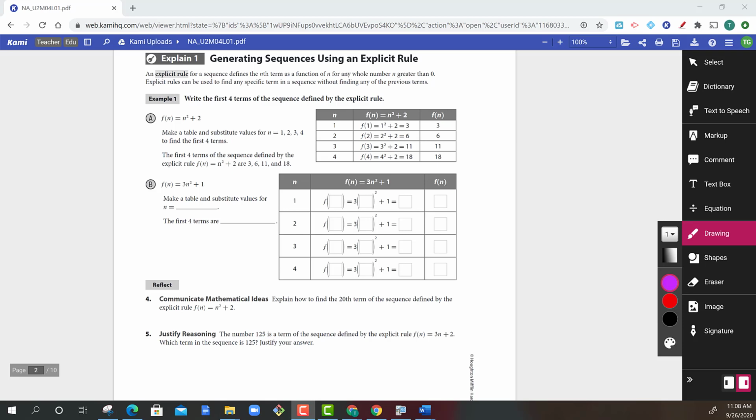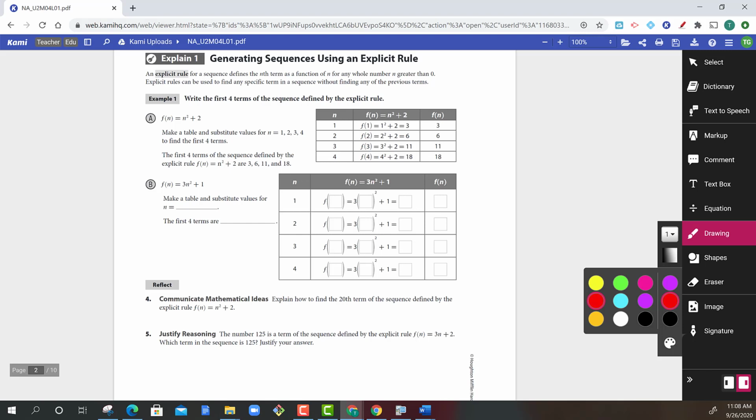All right, in the second video, we're going to talk about the explicit rule. So you can read the definition of an explicit rule for a sequence. It defines the nth term. So the nth term could be the 8th term, it could be the 50th term, it could be the 230th term. But it defines whatever that nth term of a function is for any whole number n greater than 0.